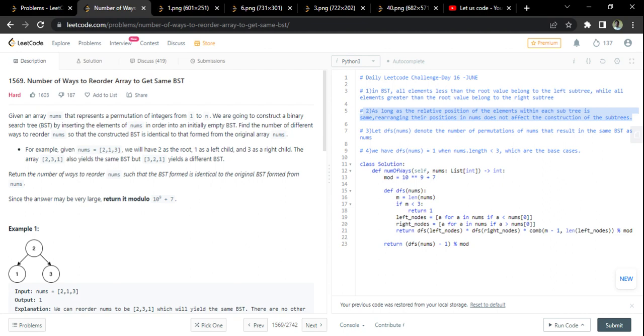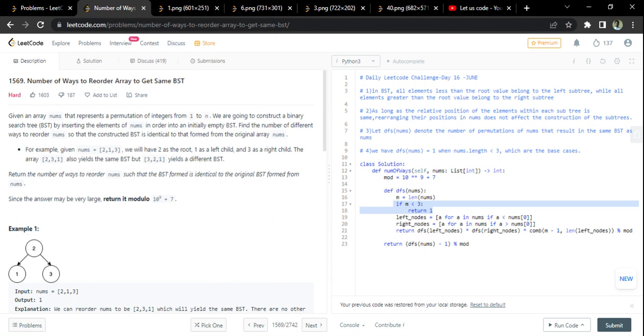Dynamic programming. So we are defining a term here, dfs of nums. Let it denote the number of permutations of nums that result in the same BST as nums. And whenever we define a DP, it's basically recursion, right? We always have to define a base condition. What is the base condition? We have dfs of nums equal to 1 when the length of the nums array is less than 3, which are the base cases. So why should it be less than 3? Suppose we have only two elements. The first element will always be the root, and the other element will be its left or right subtree. That's why whenever the length is less than 3, we always have to return one, and this is going to be the base condition.